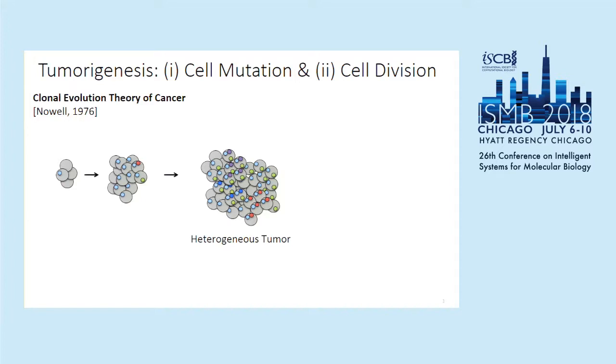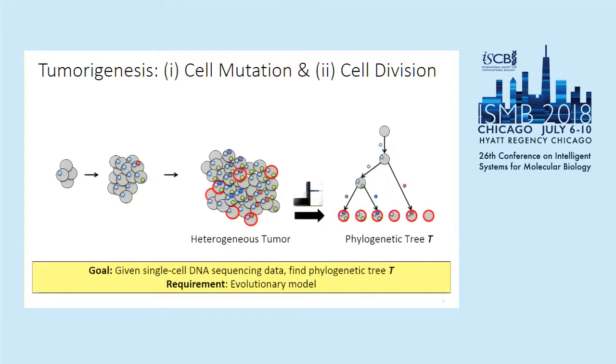So the clonal evolution theory of cancer: it starts from a healthy cell, you get a mutation, you get additional mutations, and in the end you get heterogeneity. And this process can be represented by a tree. Since this is the single-cell cancer genomics session, we use single-cell DNA sequencing to measure individual cells at the present time. And from these cells, we want to reconstruct the rest of the tree. So that's basically the setting.